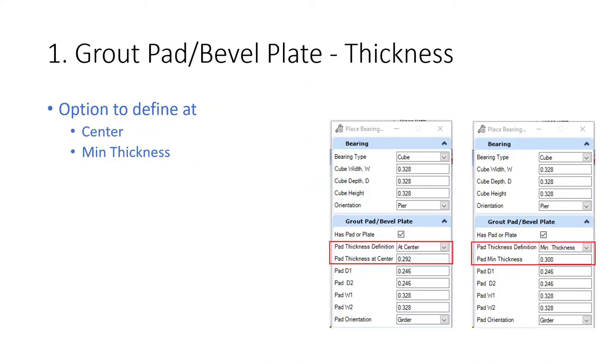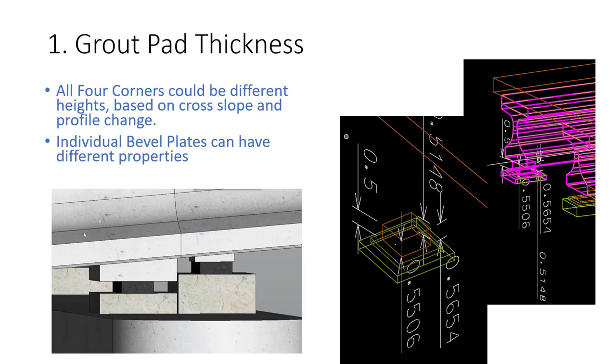Just to go through that, some easy ones on grout pads and bevel plates, more options in the dialog box when you place bearings. And now all four corners of that grout pad can be of a different height, right? It all depends on the cross slope and the profile changes of your bridge. And we report on that, of course.